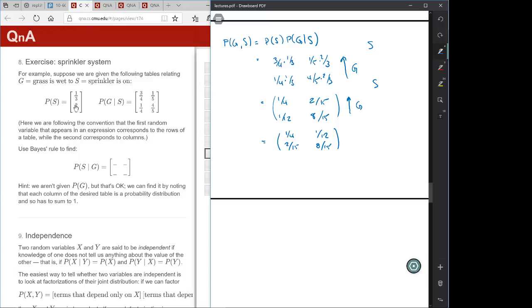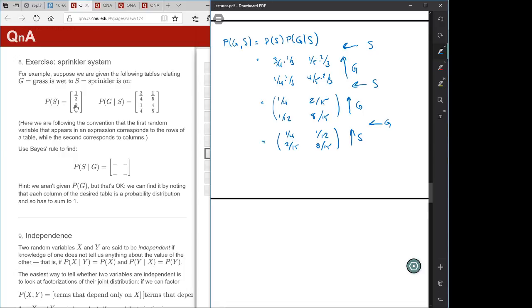We would like these both to be the same, and I'll keep this convention so that I don't have to change things. Sorry about that. So we're just swapping now, and so now S is the rows and G is the columns.